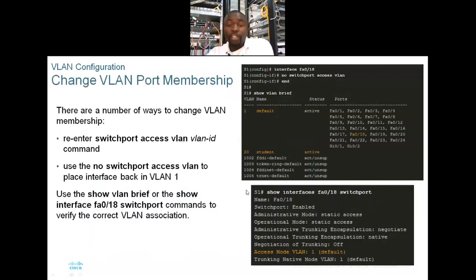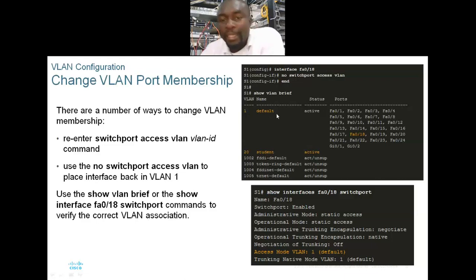Now, change port membership. There are a number of ways you can change VLAN membership. Re-enter the switchport access vlan command and then the VLAN ID. Use the no switchport access vlan command to place the interface back to VLAN 1. And then use the show vlan brief or the show interface fa0/18 switchport command to verify the correct assignment.